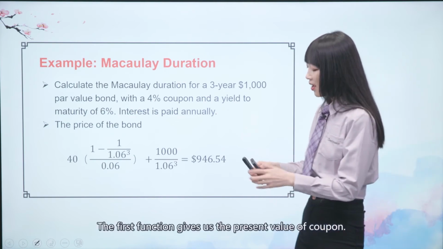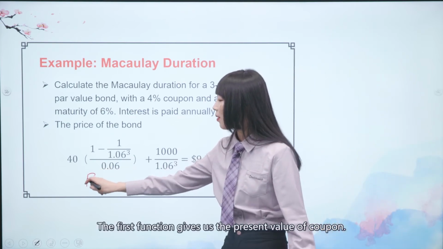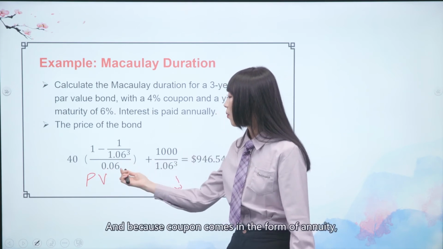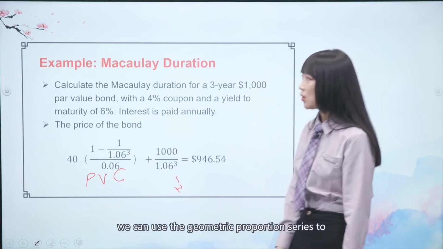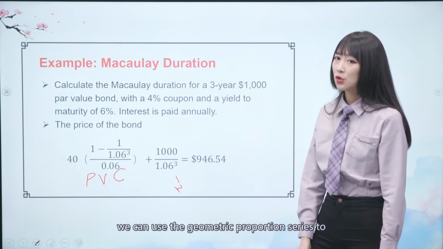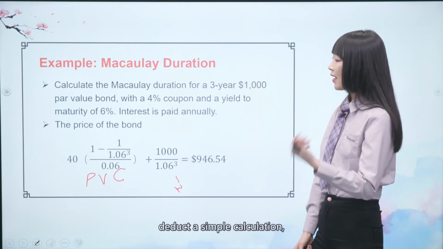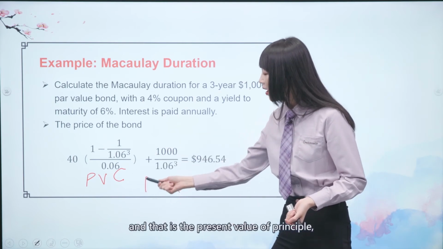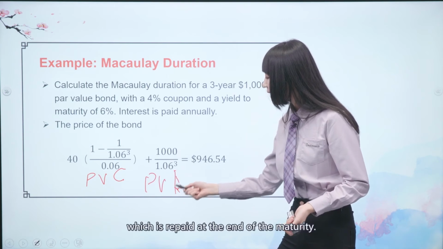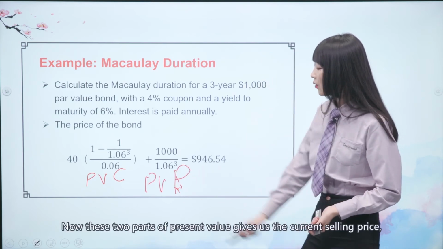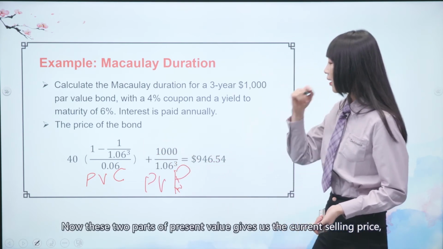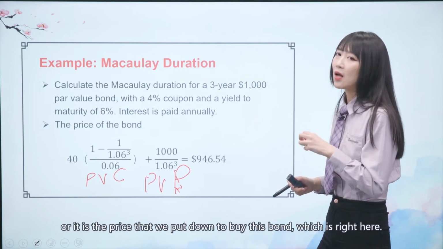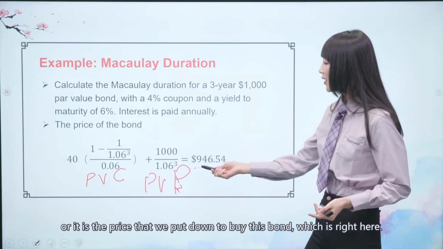The first function gives us the present value of coupon. And because coupon comes in the form of an annuity, we can use a geometric progression series to deduce a simple calculation using just one calculation here. And that is the present value of principal, which is repaid at the end of the maturity. These two parts of present value give us the current selling price, or the price that we put down to buy this bond, which is right here.